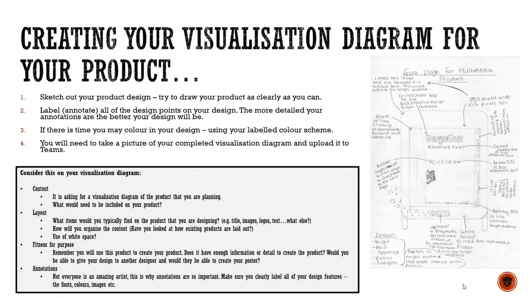And you might want to think, because you're creating a printed document, you're going to want to think about using a higher resolution. Now the high resolution we will be using will be 300 dots per inch. So you might want to put on your design, on your visualization diagram, that you're going to set the resolution to be 300 dots per inch and the size is going to be A4.